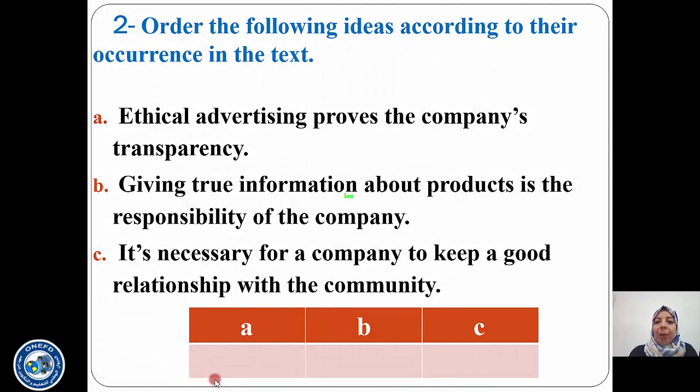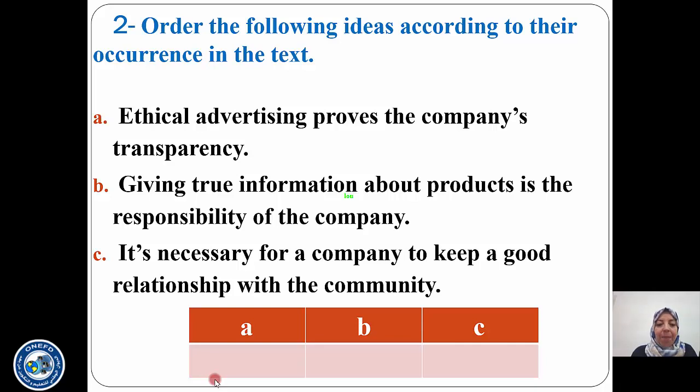Try to order the following ideas according to their occurrence in the text. It means as they appear in the text. Which one is first, which one is second, which one is next. The first sentence is, ethical advertising proves the company's transparency. Second, giving true information about products is a responsibility of the company. Third, it's necessary for a company to keep a good relationship with the community. Again, you can go back to the text and decide which sentence among these three appears first.